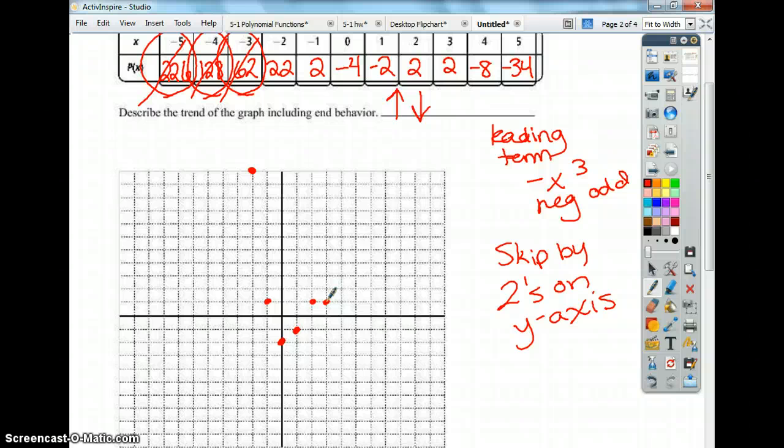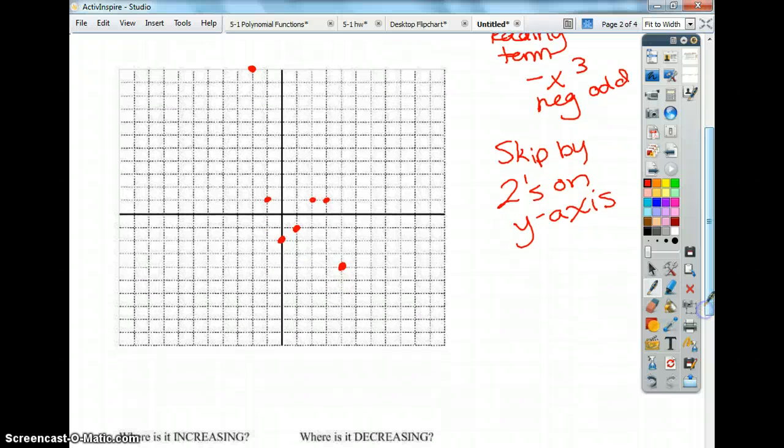Over 4 down 8. Remember, we're skipping by 2s. And over 5 down 34. No, thank you. I'm not going to do that, too obnoxious. Now you can really see the cubic starting to come together. I hope. That's the goal. We know it's going to take a maximum amount of 2 turns, and this one definitely does. So let's connect it in that funny, goofy S sideways shape thing. That was good. Those were good math words.